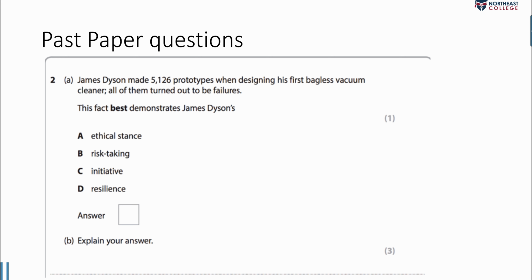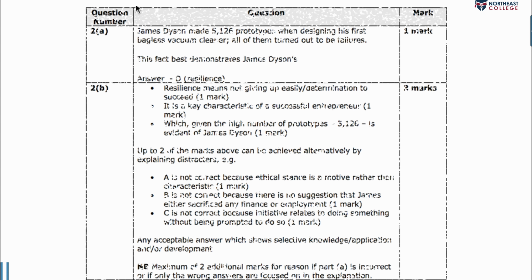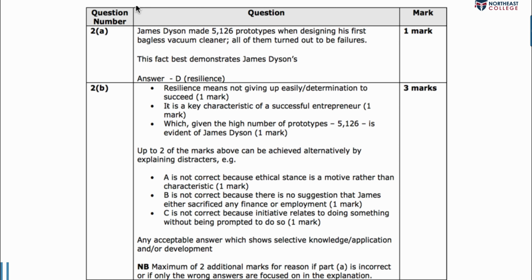Let's take a look at the marking scheme. You can see that D is the answer. So D, resilience, that will give you 1 mark. So now let's explain further. Resilience means not giving up easily, determination to succeed. So you have explained what resilience is there, and that gives you 1 mark.